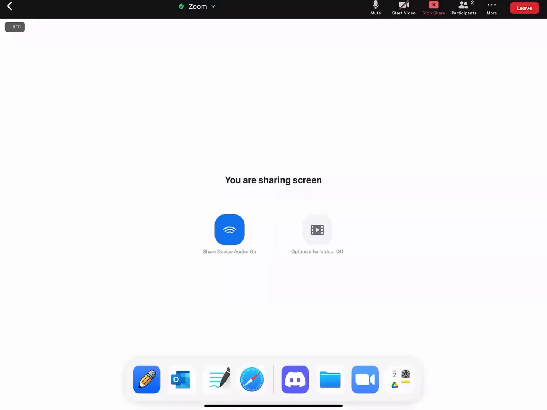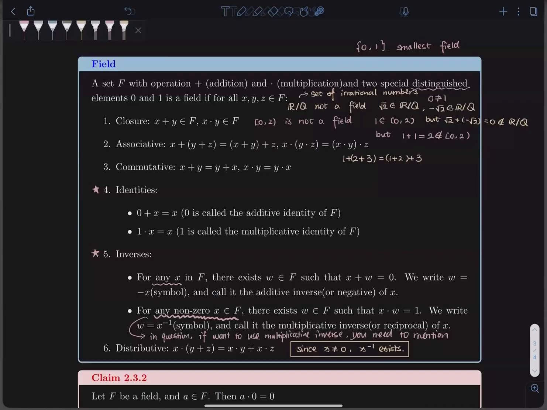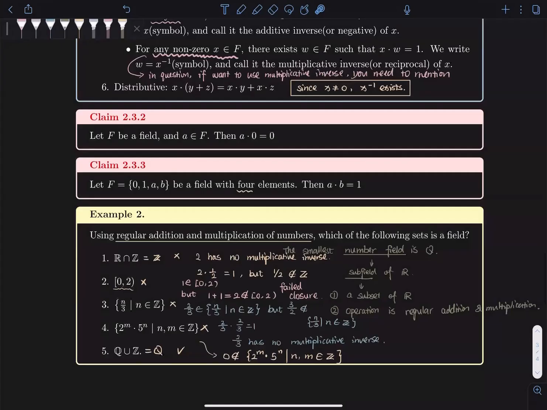Did I lose some part of my work? Zoom is crashing. I don't know if I recorded everything before. I hope so. I don't want to do it again.